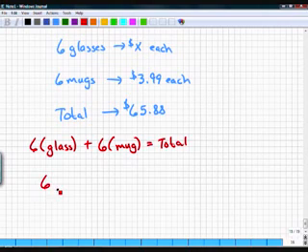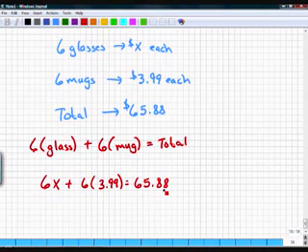No, so that's going to be your x variable. 6x plus 6 times, do you know the price of each mug? $3.99 equals $65.88. Does everybody understand where that equation came from? Can we clean that up any? What do we know?